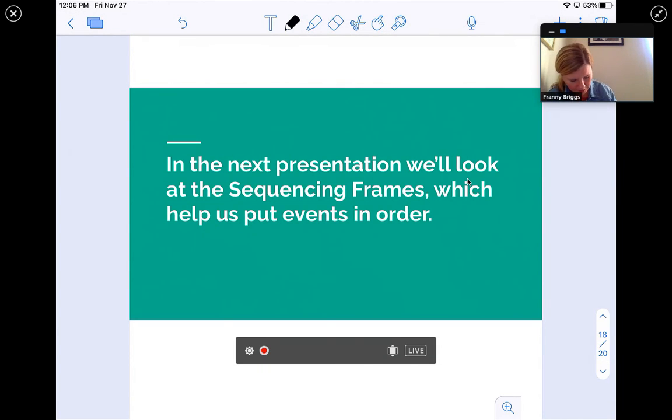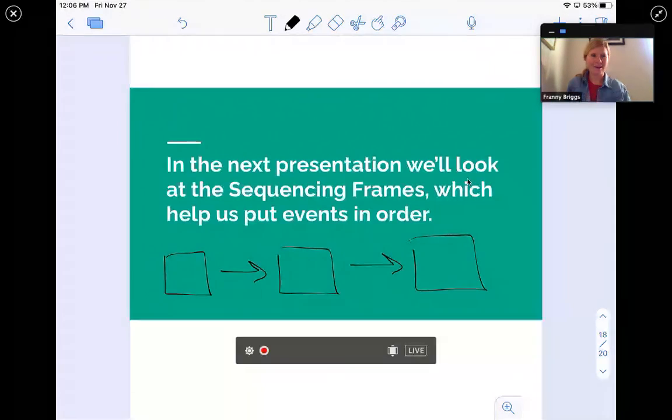Okay, so in the next presentation, we're going to look at sequencing frames. Sequencing frames look like this with the boxes and the arrows. And that's when we're talking about putting events in order. So you can look for that presentation coming soon.